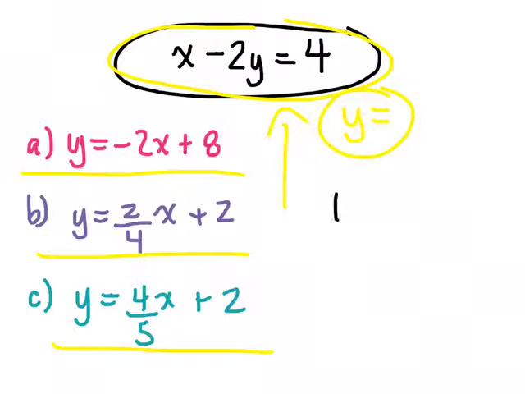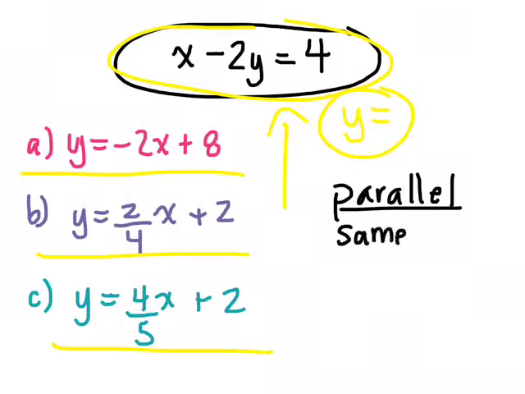How do we know if two lines are parallel? Yep. The two lines will be parallel if the slope is the same. Good. The two lines will be parallel if the slope is the same. Okay, so we need to know what the slope of the original line is, right? And then we can compare the other three lines and see if they have the same slope.